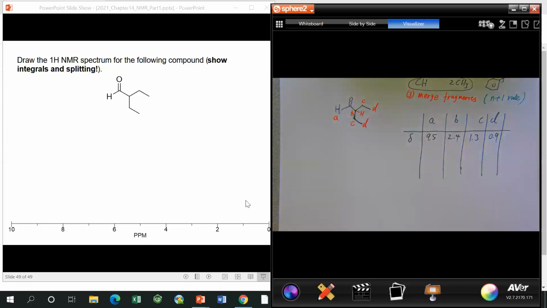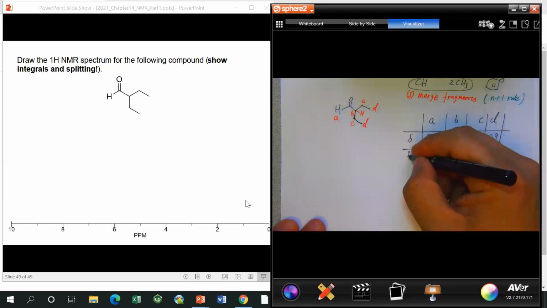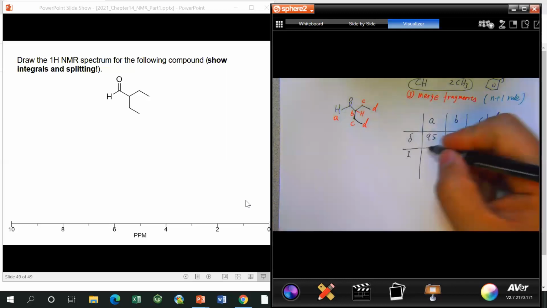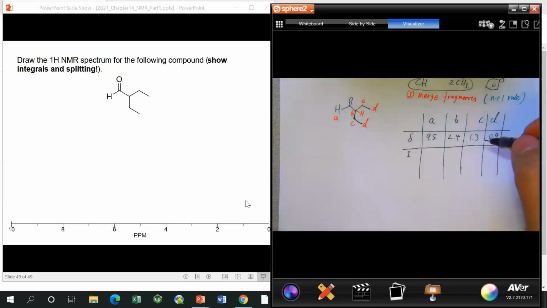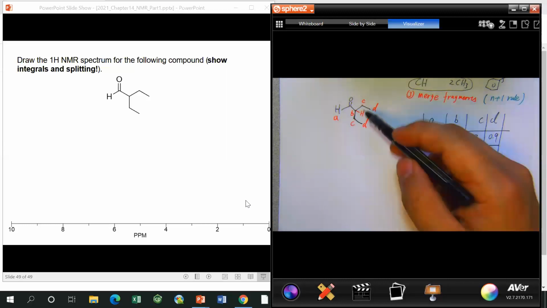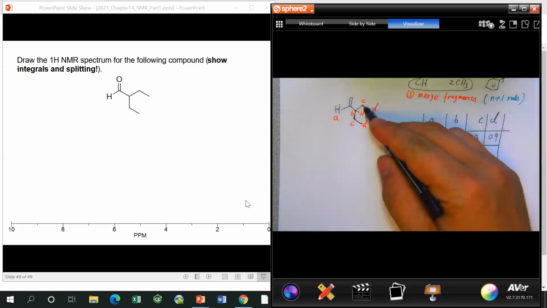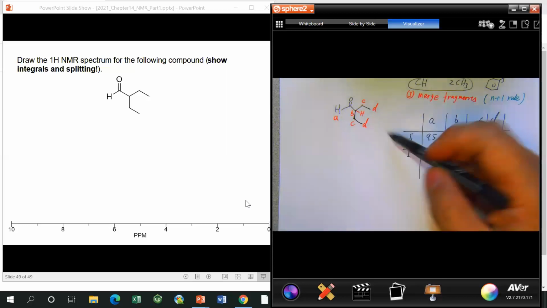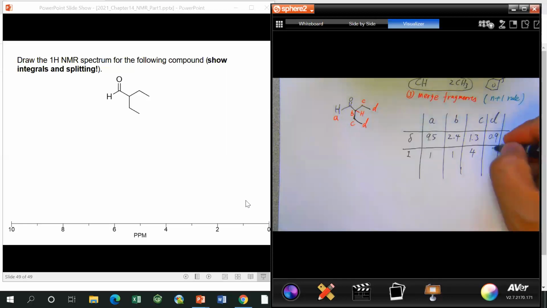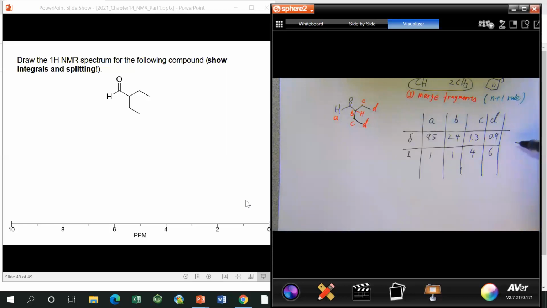Next is integration, the relative height of each peak. Integration is pretty easy, it is just how many protons. A is just 1, and B is also 1. C is totally 4 protons, so 2 pairs of CH2. And then D should be 6 protons, because it is 2 CH3. So that is integration.